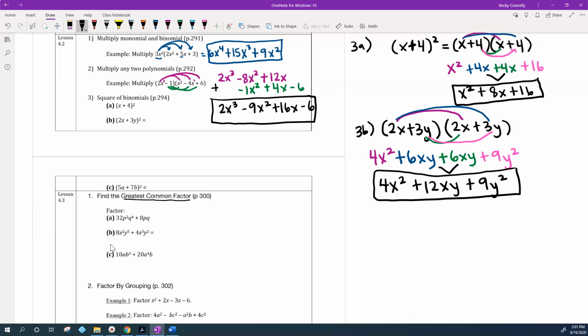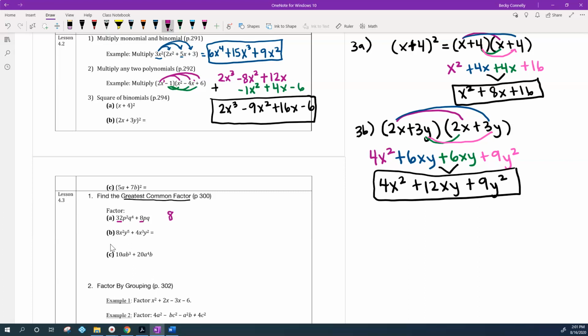And so when we're talking about greatest common factor, we kind of need to do each part at the same time. So I'm going to look at 32 and I'm going to look at 8. And I think, okay, what's the greatest common factor? What's the largest number that will divide into both of those? And that would be 8.